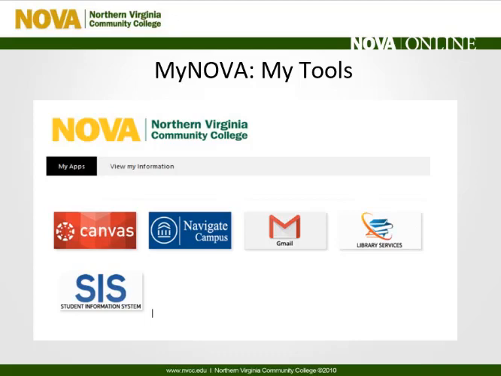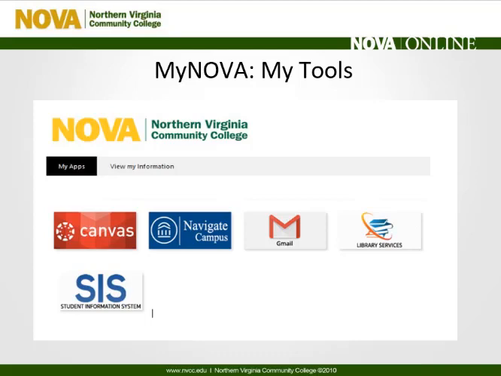On the My Tools page is also where you will access your student email account. This is a Gmail account. The VCCS, Virginia Community College System, has a contract with Gmail. That is why it's labeled as the Gmail button.